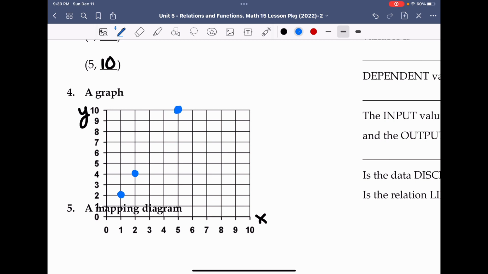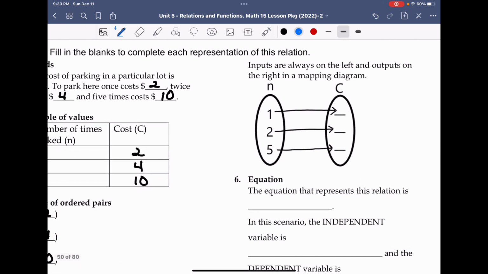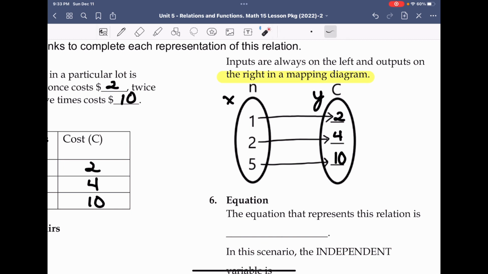Now, before we discuss discrete or continuous data, we're going to do a couple different variations here. Okay, well, we can also put this into a mapping diagram, and mapping means, what if I have some form of x value or some input and I get some y output here? Well, when we parked once, it was $2. When we parked twice, it was $4. And when we parked 5 times, it was $10. It's a unique input that gives us a unique output, or what we would call a one-to-one function.